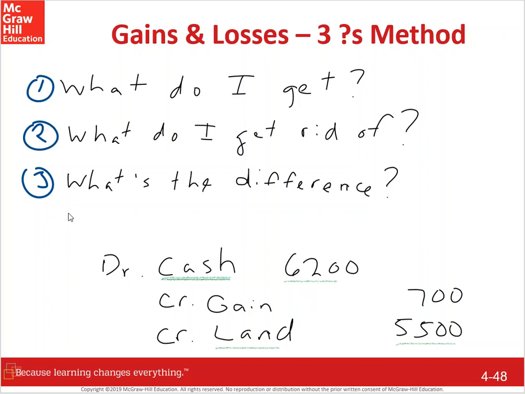And then finally, question three, what's the difference? Well, mathematically, to make this work out, we compute a difference of $700, and it needs to go on the credit side. So if it's a credit, that's a gain. And if it turns out to be a debit, that would be a loss. Now, how do I know that? Well, gains and losses behave like revenue and expense, respectively. So gains act like revenues in terms of debits and credits, and they would increase our net income on the income statement. And losses behave like expenses in terms of debits and credits, and they decrease our net income on the income statement.